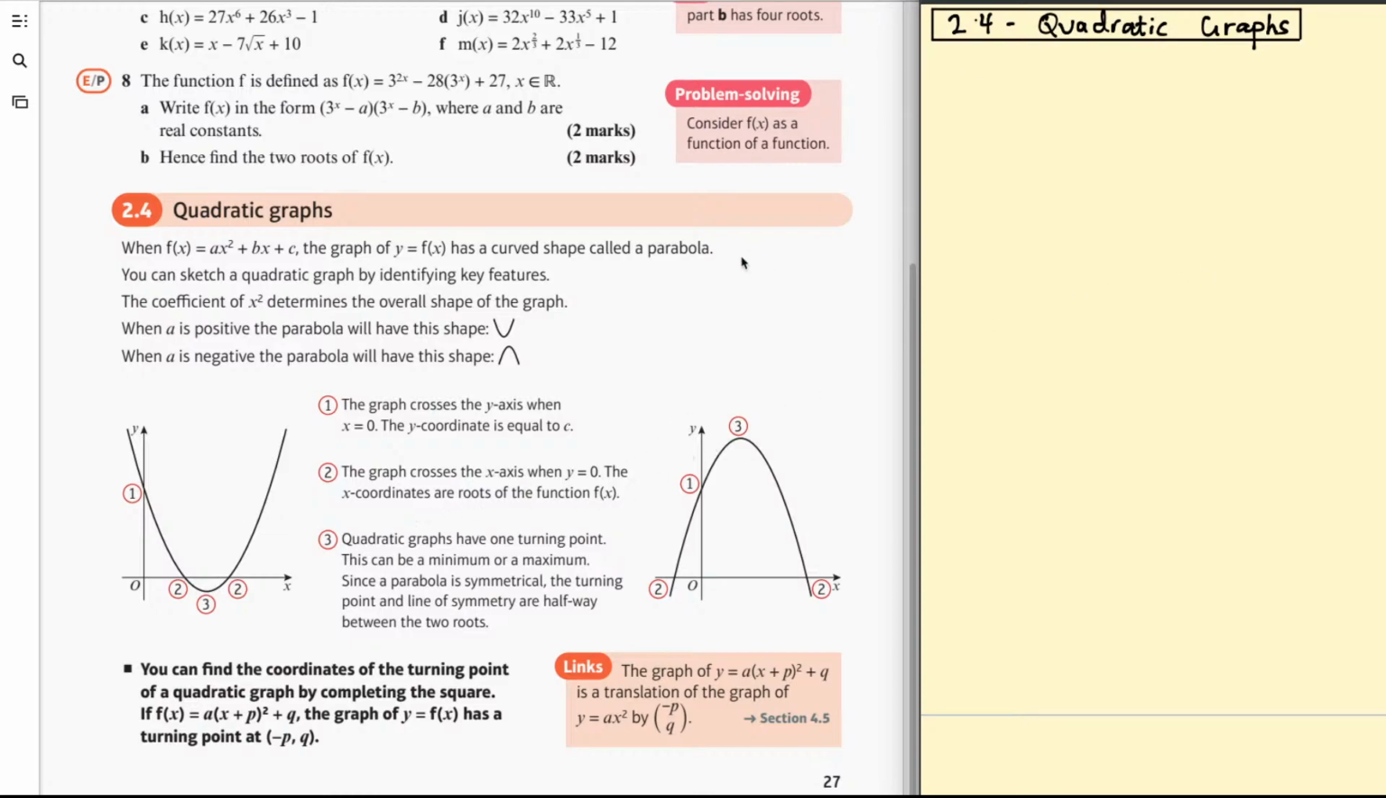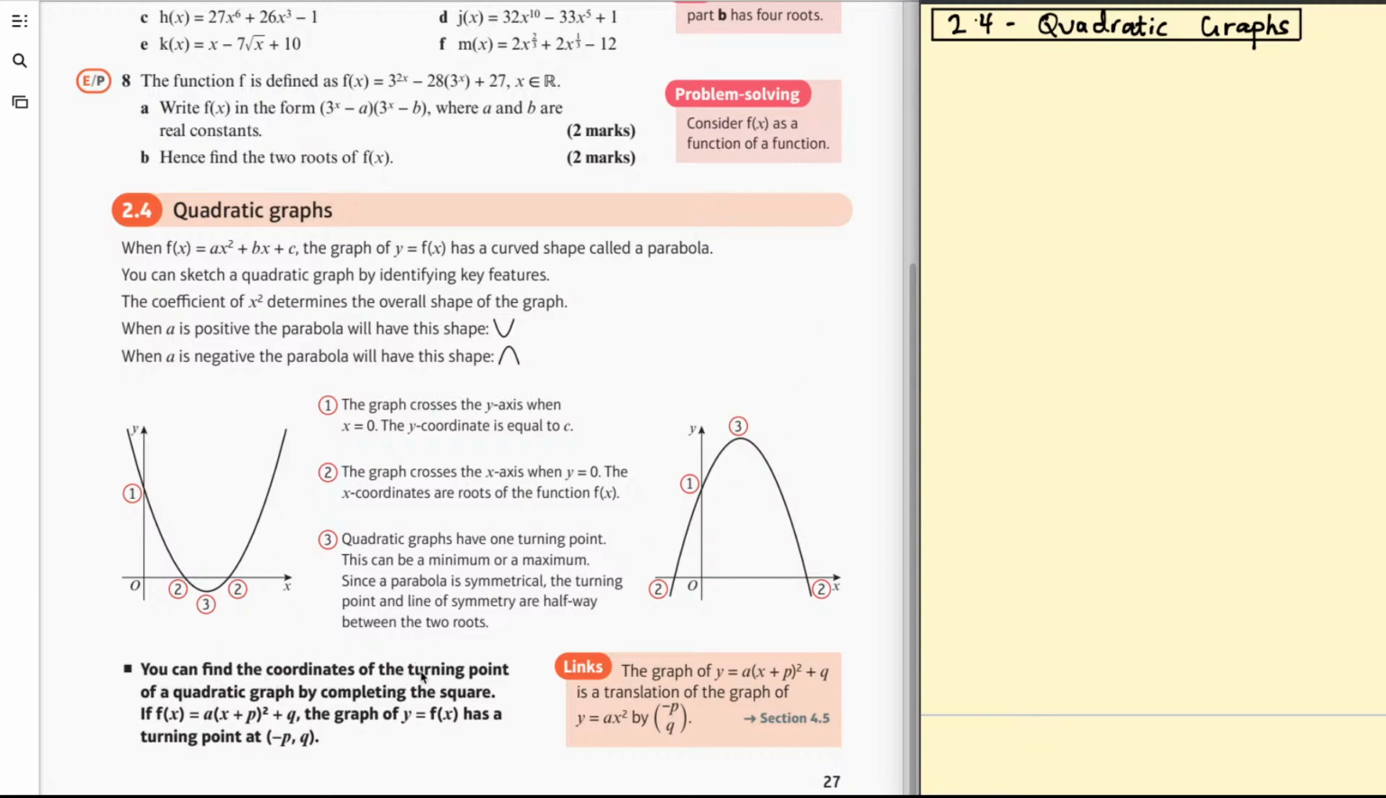3. The quadratic graphs have one turning point. This can be a minimum or maximum. Since a parabola is symmetrical, the turning point and line of symmetry are halfway between the two roots. Okay, so either a minimum or maximum. If the graph is a negative quadratic, it will obviously be a maximum, and that is halfway between the two x-intercepts, or the two roots.